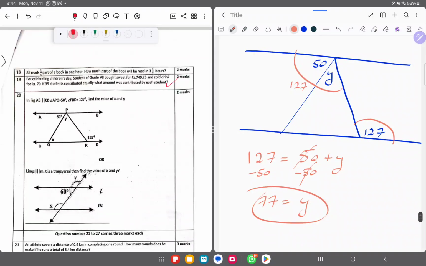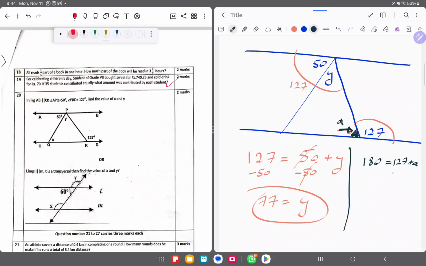Can't I get this tiny one over here? This one is 180. This one is 180 is equal to 127 plus, I'm going to call this one a. I'm going to make it black.